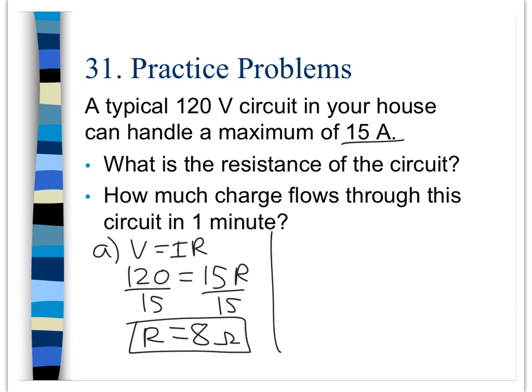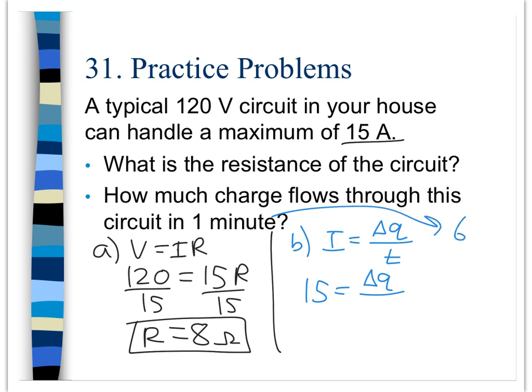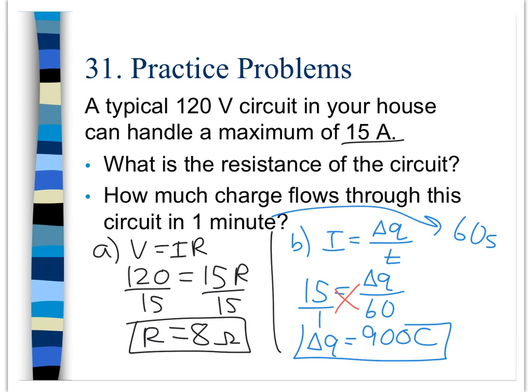For the second part, when we're trying to find the current in this circuit, or the amount of charge that flows in the circuit, we're going to start with our definition of current, which is that current is the amount of charge over the time. So we know our current here is 15. We're looking for the amount of charge here, and our time is going to be 1 minute, but we want to put that in units of seconds, so we're just going to put it as 60 seconds. We can go ahead from here and cross multiply those quantities, and what we end up getting is that our charge, the amount of charge that flows through the circuit in 1 minute, is going to be 900, and the units for charge are coulombs, capital C.